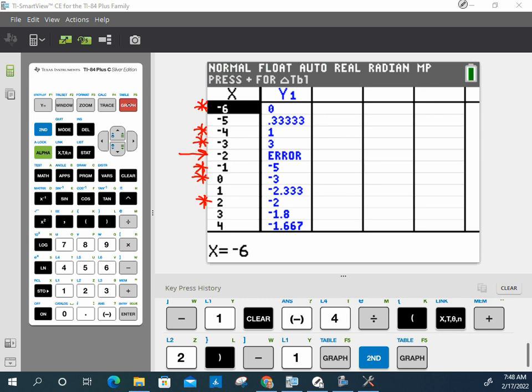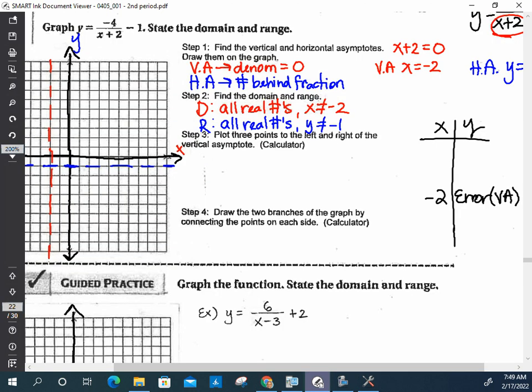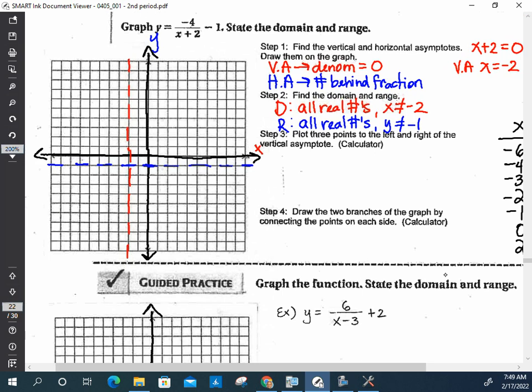Three good points above and below it so that we can do our graph. Remember, those of you without a graphing calculator, you would be given the x values, and the y values you have to do on your own. So for our table: -6, 0; -4, 1; -3, 3; -1, -5; 0, -3; 2, -2. So let's plot these and finish off this problem.